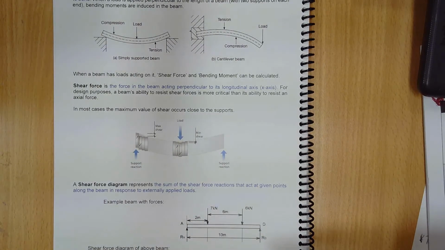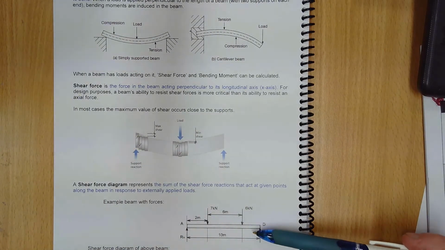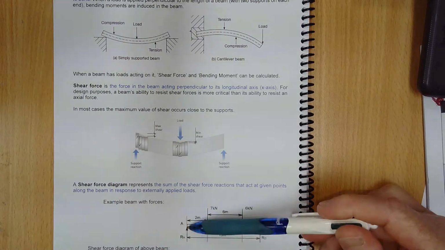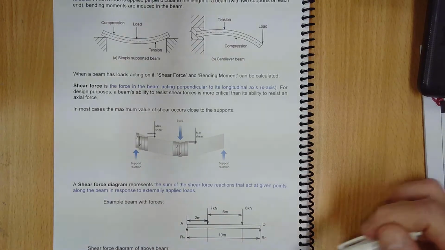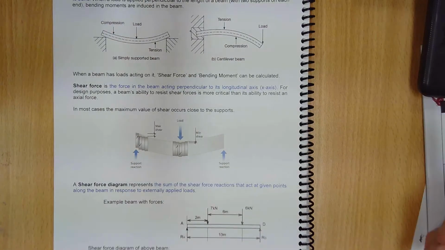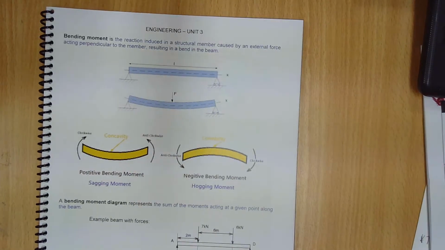And there you've got an example of a beam with some loads on it. We'll be kind of used to, we can work out the reactions, and this is what we will be doing. Completing a shear force diagram. It's going to look something like that, but we'll get there shortly.